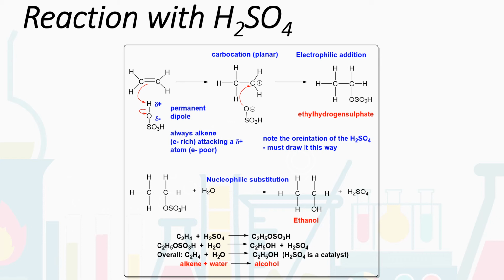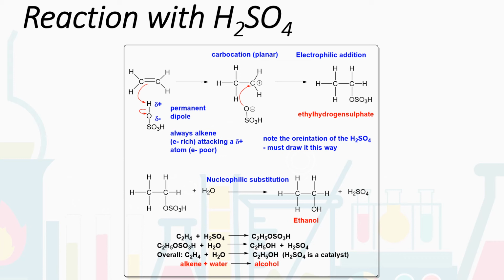We have our alkene, C2H4, plus H2SO4, forming our ethyl hydrogen sulfate. Then that ethyl hydrogen sulfate can react with water to produce ethanol and sulfuric acid. And if you add those two equations together, you end up with an overall equation. If you have things that are on both sides, so for example, the sulfuric acid is a reactant in one and a product in the other, that can cancel out. The ethyl hydrogen sulfate molecule is a reactant in one and a product in another, they cancel out.